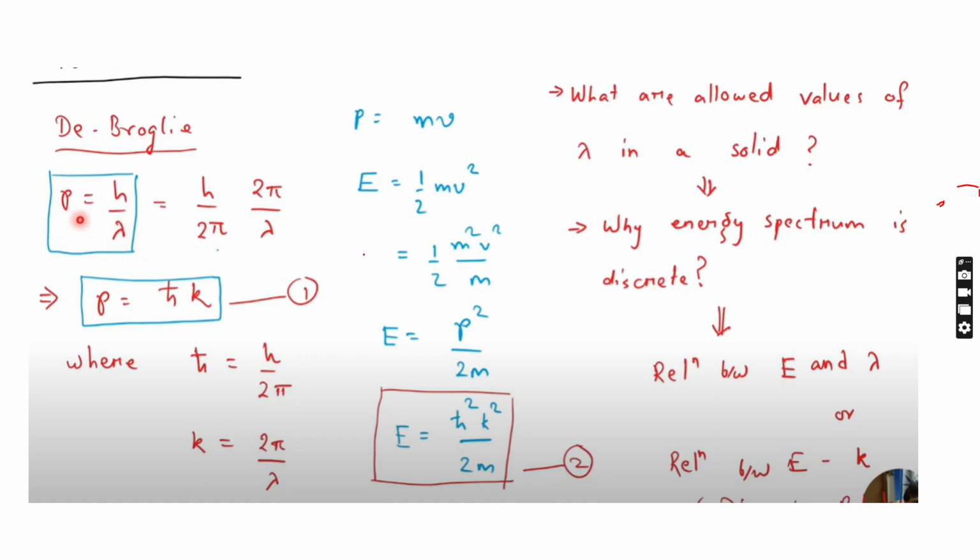Now momentum will be mv, with v the velocity, and the energy will be half mv square. Substituting, multiplying m in the numerator and denominator, we get p square by 2m. Substituting p, the energy will be h cross square k square divided by 2m.